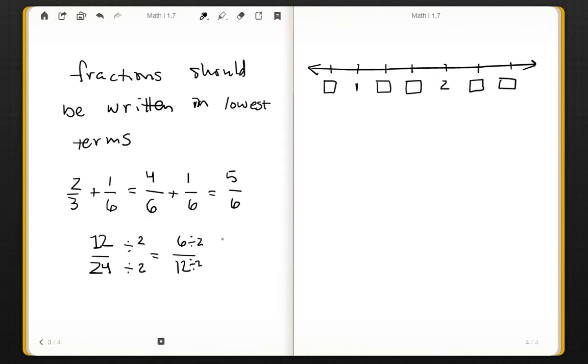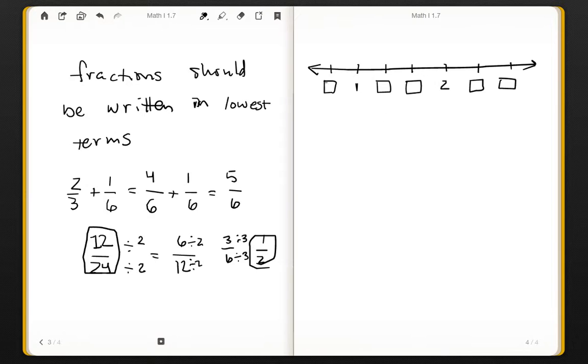6 divided by 2 is 3. 12 divided by 2 is 6. Okay, so now we're going to do it again. We just keep doing this until we get down to the lowest terms. 3 divided by 3 now is 1. 6 divided by 3 is 2. So 12/24 is equal to 1/2. If you ever had 12/24, you would want to get it down to the lowest terms, which is 1/2.